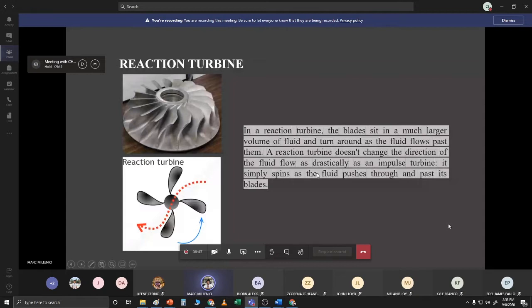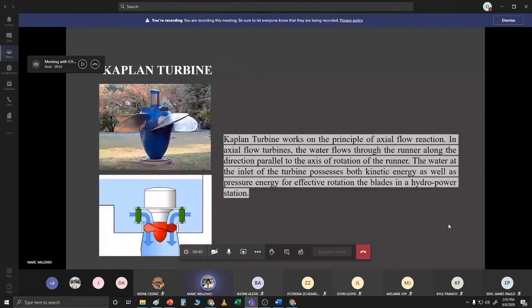Ang second type of turbine is Kaplan turbine. It works on the principle of axial flow reaction, and the water flows through the runner along the direction parallel to the axis of rotation.